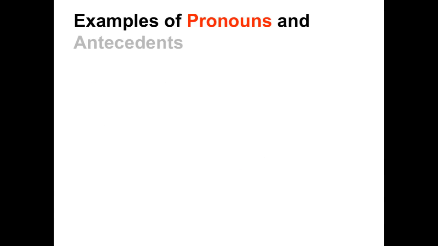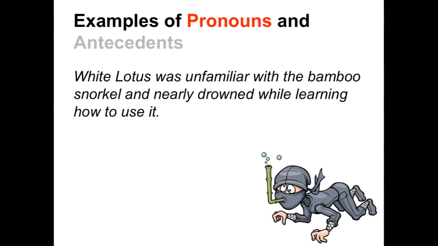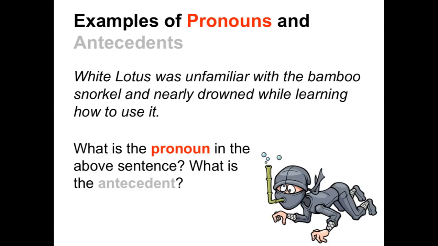Here's one more example of a sentence with pronouns and antecedents. White Lotus was unfamiliar with the bamboo snorkel and nearly drowned while learning how to use it. What is the pronoun in this sentence and what is its antecedent? The pronoun is it, and the antecedent to which it is referring is bamboo snorkel.